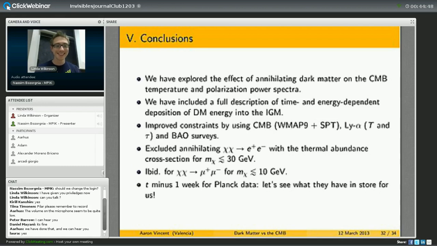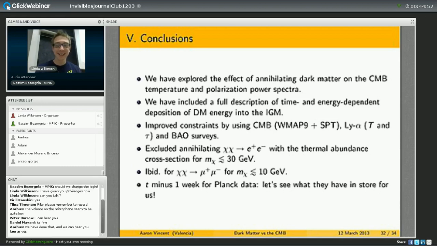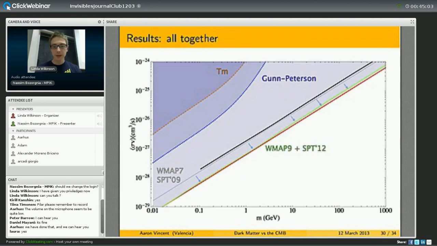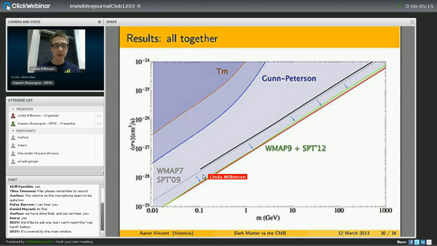No, of course. So, this factor 3 improvement of the bound, do you understand where it comes from? Why do you expect such a big contribution just from going from WMAP 7 to WMAP 9? Do you understand what is the reason for this big improvement?